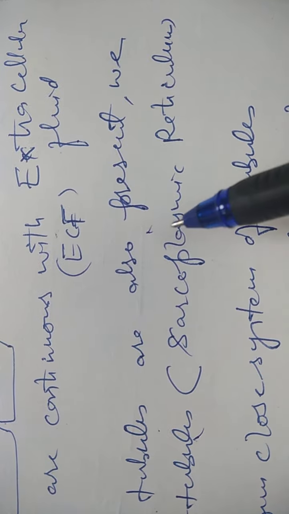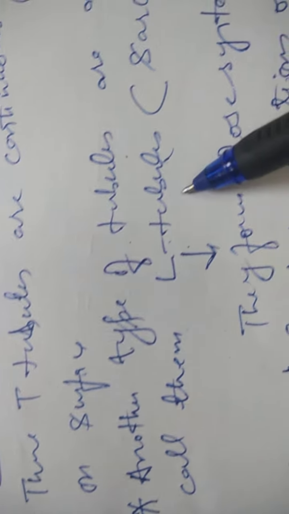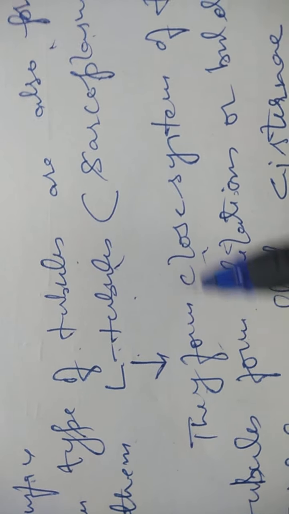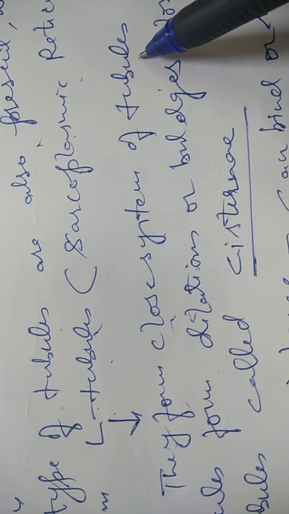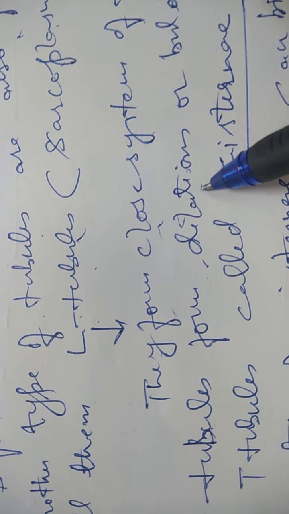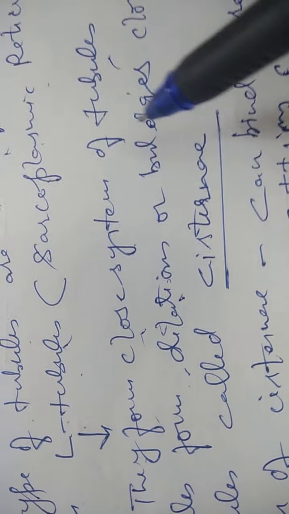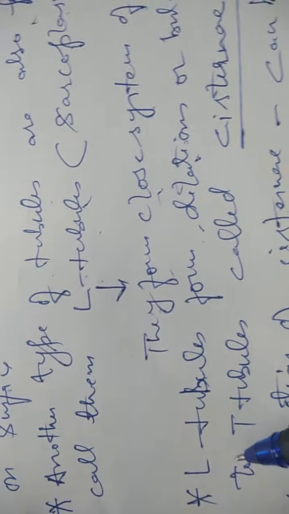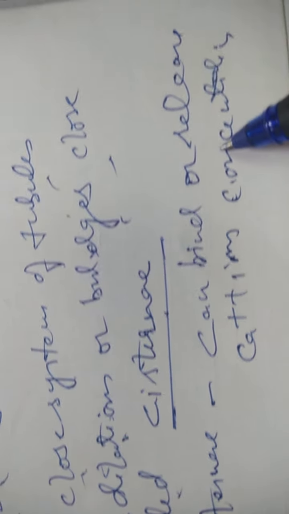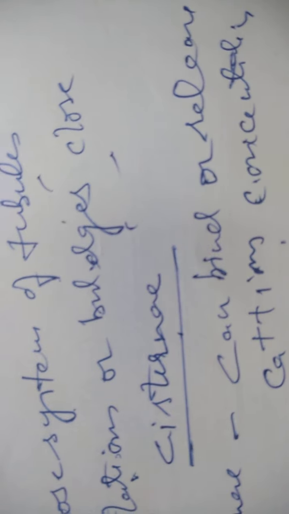Another name of L tubules is sarcoplasmic reticulum, and we call them L tubules, and because they are present inside the sarcoplasm, they form the closed system of tubules. So these L tubules form dilations, or protuberances or bulges, which are present close to the T tubules, and they are called the cisternae. Now the function of the cisternae is that they can bind or release the calcium ions. I'll show you in one of the diagrams where all these things will be clear.